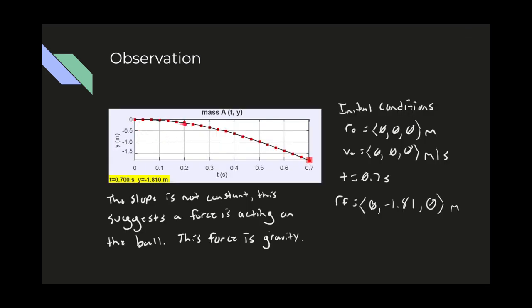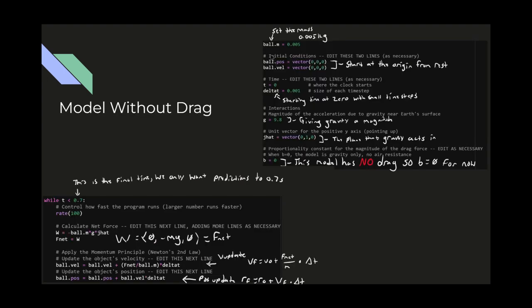After analyzing the motion of the paper, we can see that the velocity is not constant due to the changing slope of the position time graph. This suggests that some force, such as gravity, is acting on the object. To create a model without drag, we need to set some conditions first in our Python code.